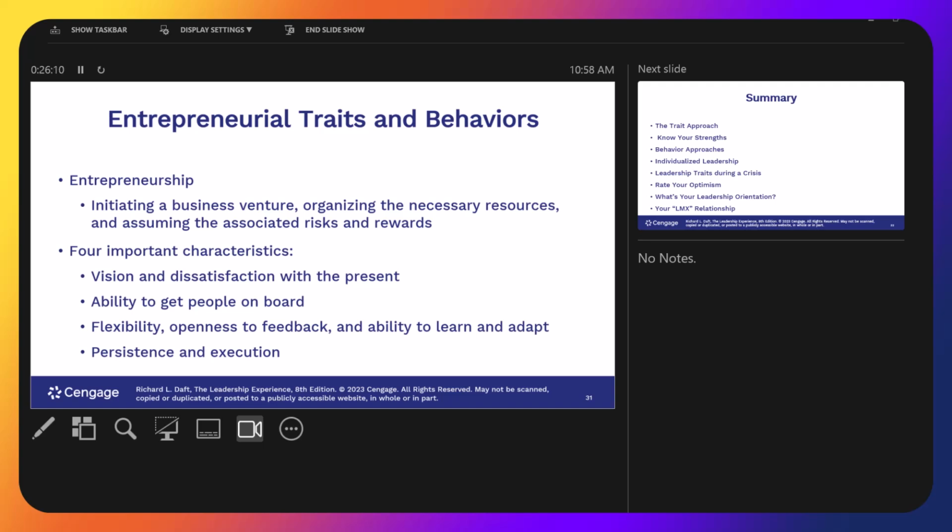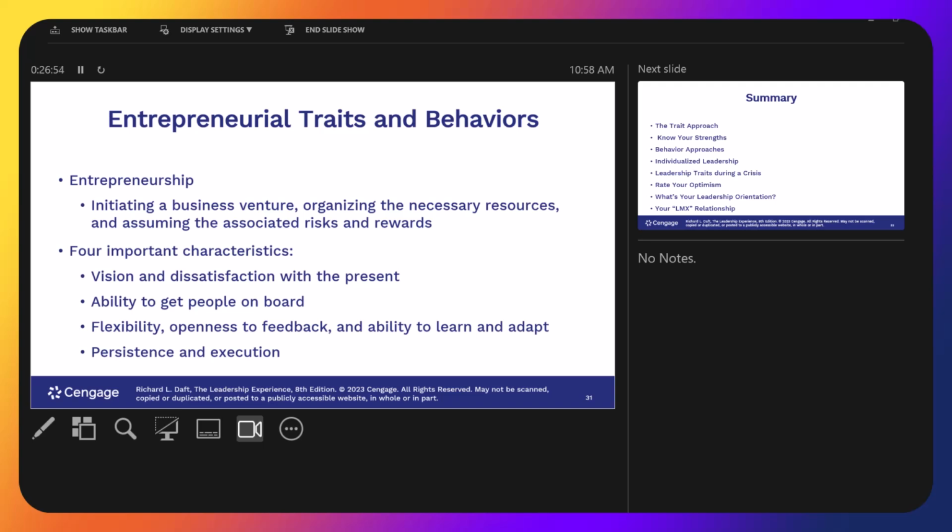Entrepreneurial traits and behaviors. When you think about entrepreneurs, they initiate a business venture, organize necessary resources, and assume associated risks. Four important characteristics: vision, dissatisfaction with the present, ability to get people on board, flexibility, openness to feedback, ability to learn and adapt, persistence and execution. When you're talking about these traits, there is a reason why some entrepreneurs succeed and a reason why others fail. I remember reading not too long ago about a man who started a business and failed 7 times trying to get it going. On the 8th time, he struck gold and became a millionaire. That's the persistence and execution.